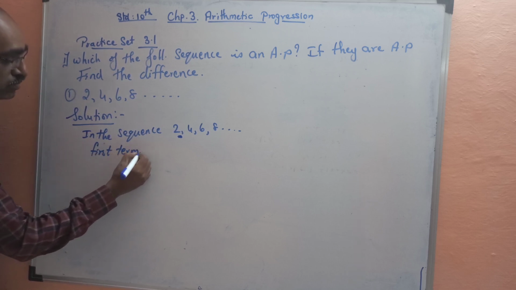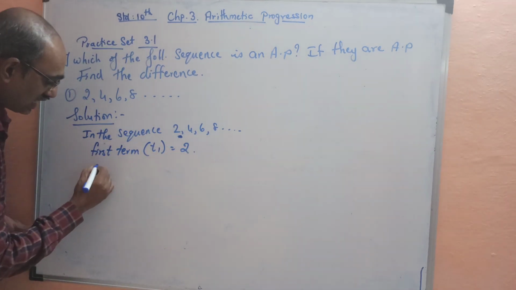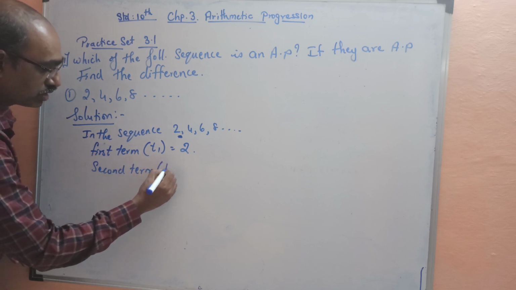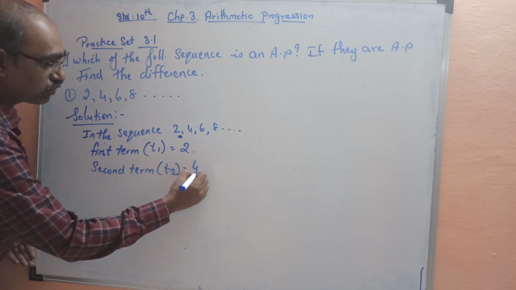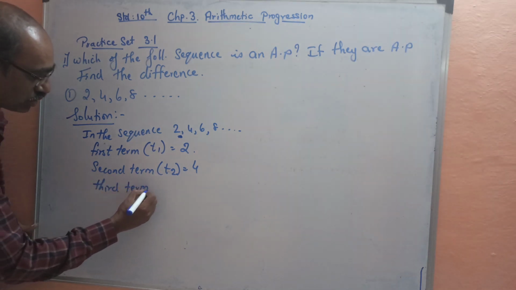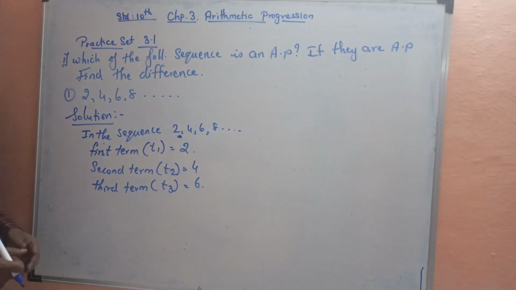First term, that is called T1, is equal to 2. What is the second term? Second term T2 is equal to 4. What is the third term? We are going to present it in a proper way. T3 is equal to 6 and so on.